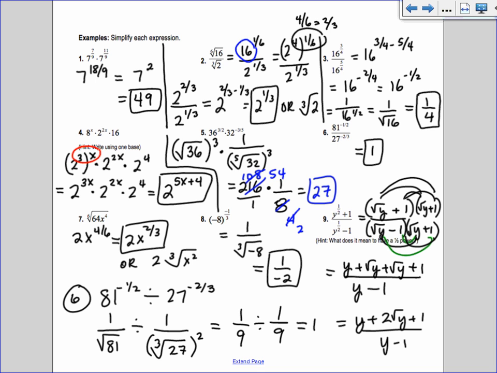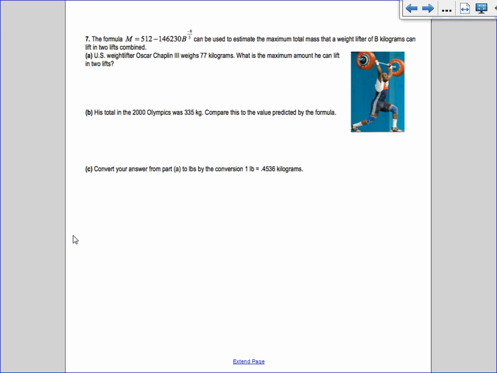Okay, and then the very last question is about weightlifting. So they found a formula. There's tons of formulas in the real world. Like you look at them and you're kind of like, what? How did they get this? This is found with physics, this crazy formula.